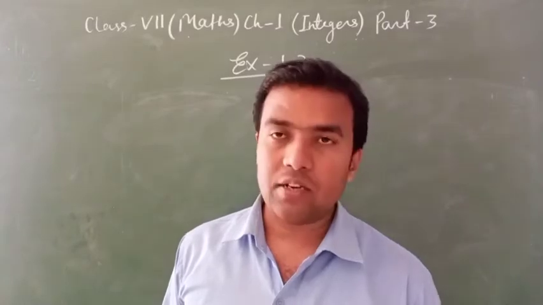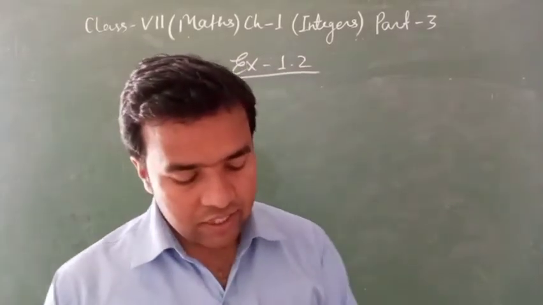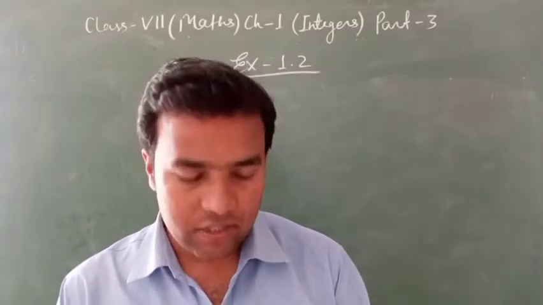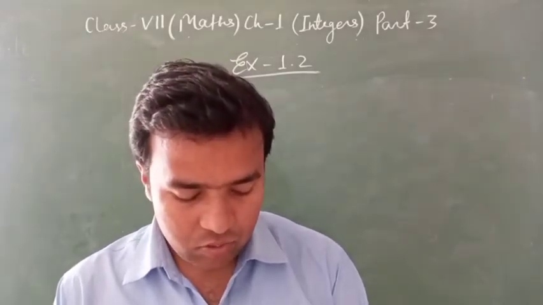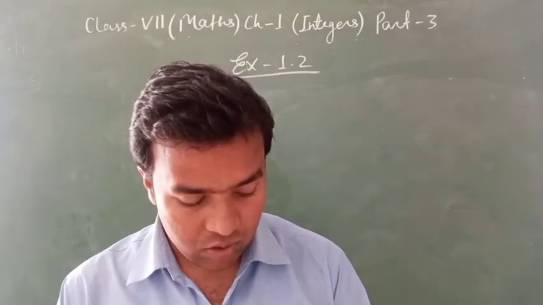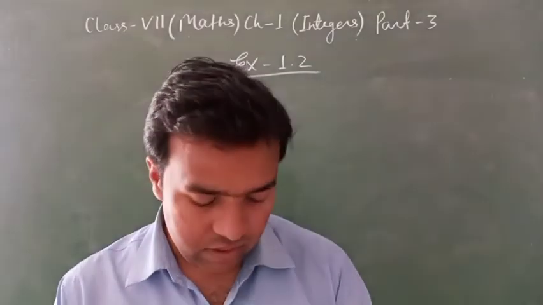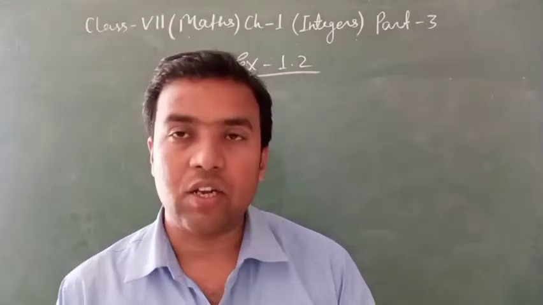Clear? Third question. In a quiz, team A scored minus 40, 10 and 0 and team B scored 10, 0, minus 40 in 3 successive rounds. Which team scored more? Can we say that we can add integers in any order? Clear?